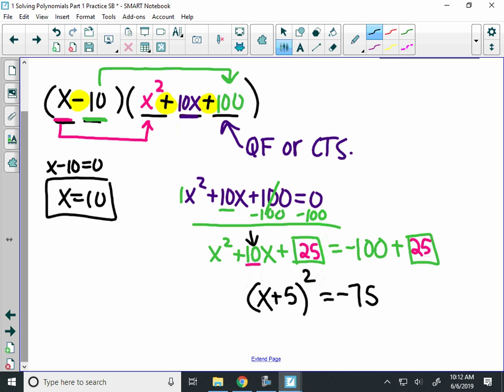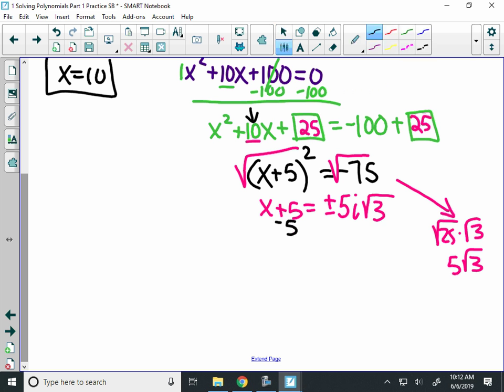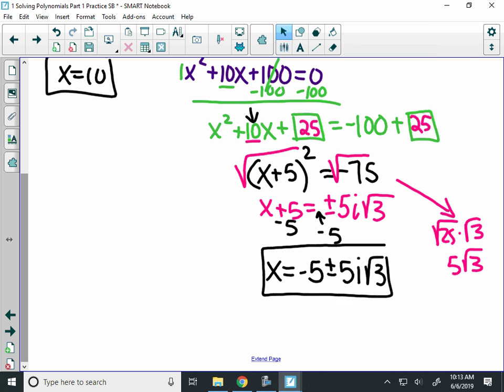They're actually almost there because we have to solve this. I get rid of the square by square rooting, and I get x plus 5 equals plus or minus. Now the square root of 75 will have an I, but square root of 75 would be radical 25 times radical 3. 25 times 3 is 75, which would be 5 radical 3. So 5i radical 3. And then all you have to do is subtract 5 from both sides and squeeze it right in front of a plus or minus. X equals negative 5 plus or minus 5i radical 3. Those are your other two answers.